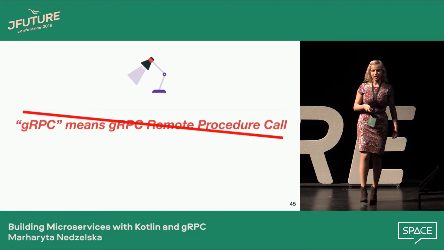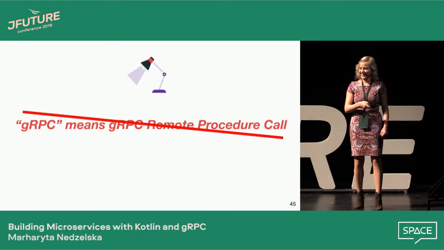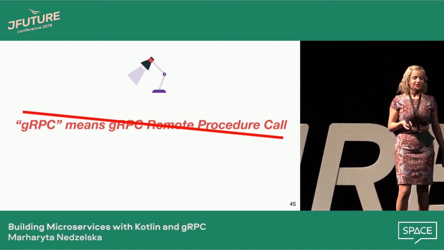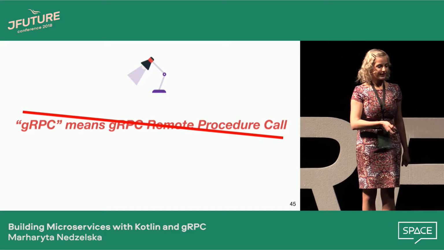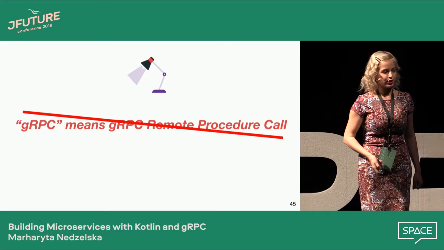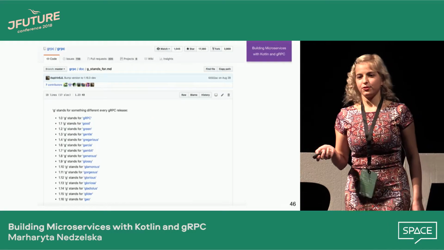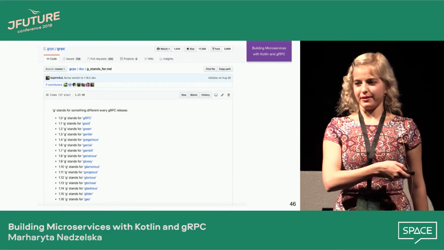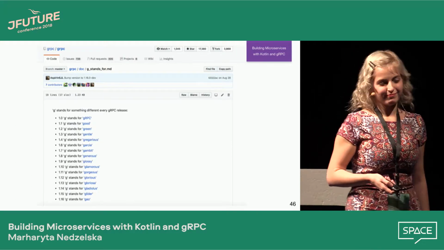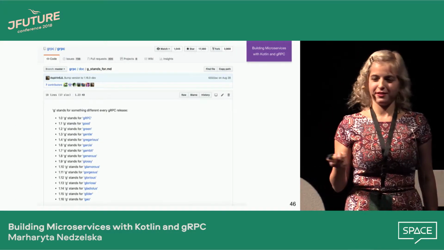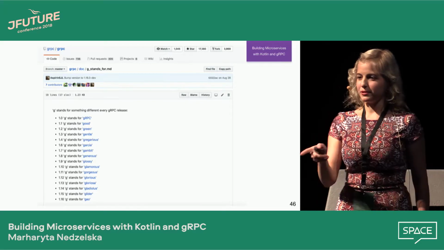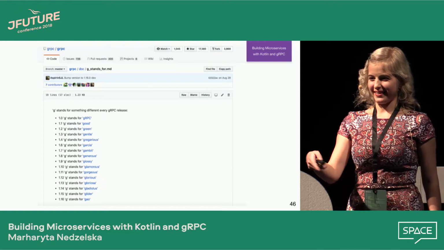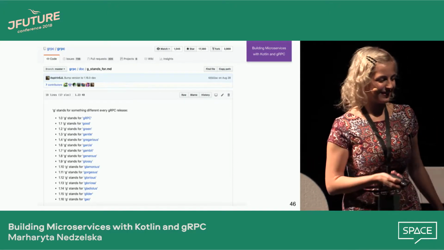But actually, it's not true. Why? I have a friend working at Google, and he said that it was true for the first version, but then they decided to change it. So each version of gRPC has its own meaning of the first letter. Really smart solution, I think. So, by the way, Ruslan also has a present because he said this. Let's give him a present.